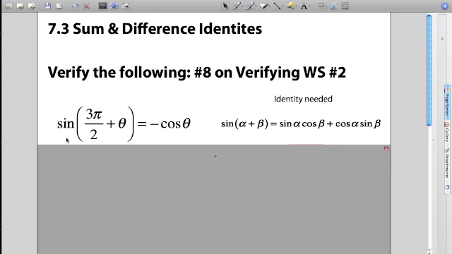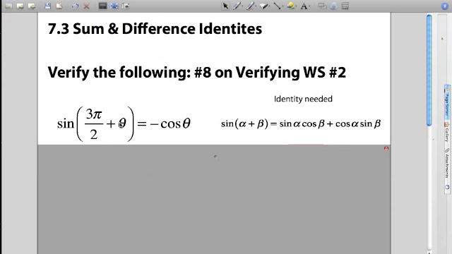But if you look at the left side, you see that it's sine of 3 pi over 2 plus theta equals negative cosine of theta. Today in class, we looked at the sum and difference identities for sine and cosine. What's on the left side of my equation automatically tells me the one I need to use. I need to use the sum formula for sine of alpha plus beta, which I've included over here on the right side of the screen. I've simply copied this out of our formula sheets.